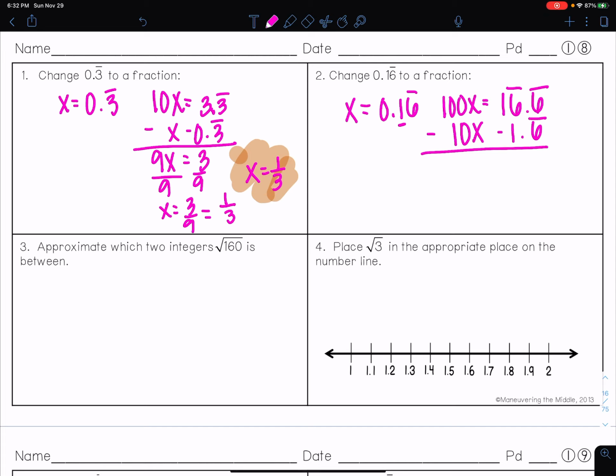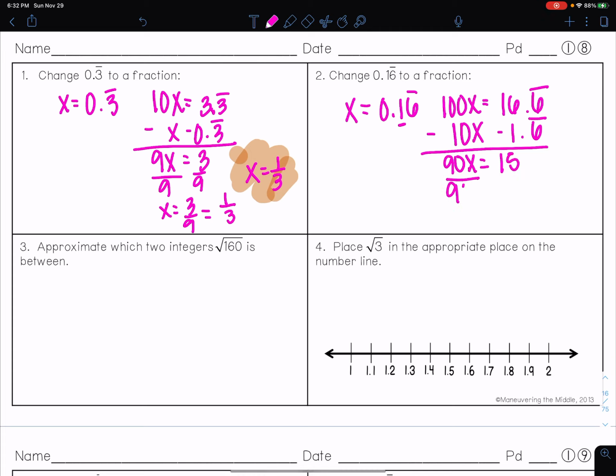100x minus 10x is 90x. And 16.6 repeating, oops, I shouldn't have had this repeating here. And 16.6 repeating minus 1.6 repeating is 15.